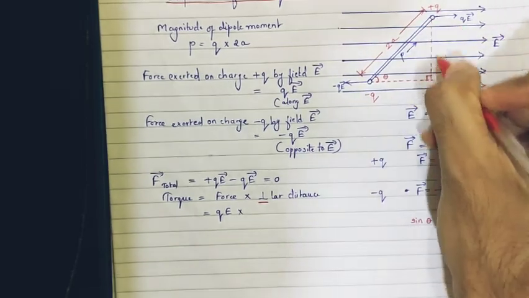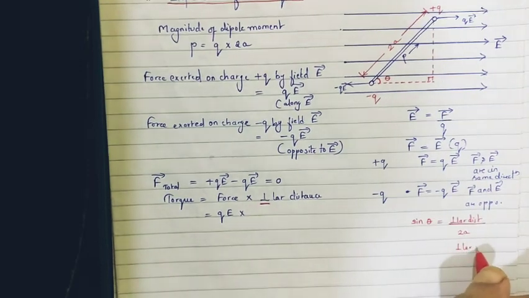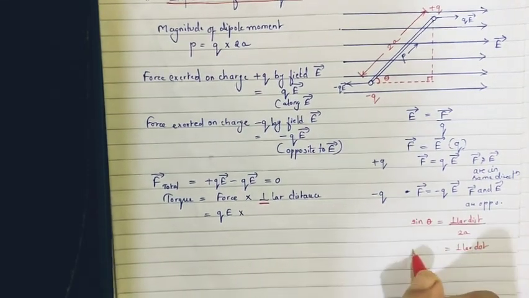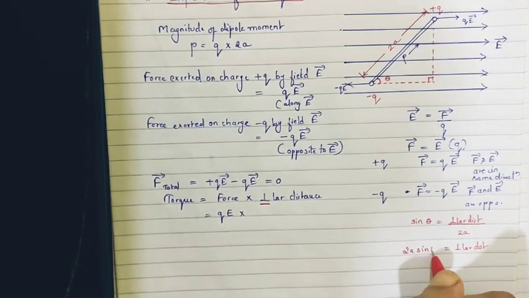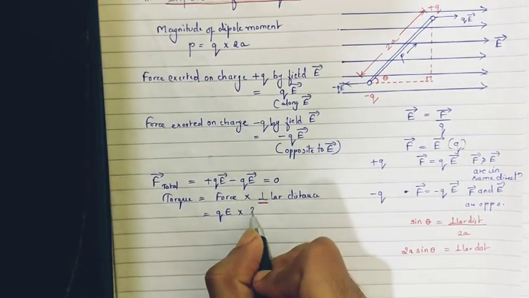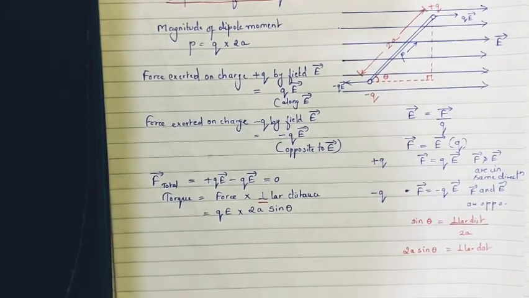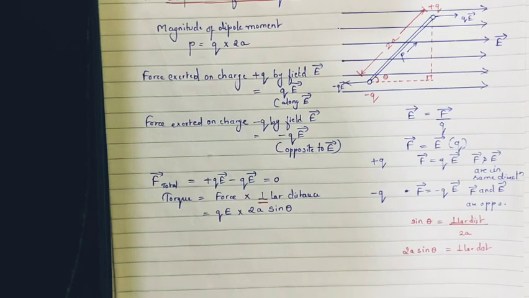Upon opposite side upon hypotenuse, that is 2a. So what is going to be my perpendicular distance from here? It's going to be 2a sine of theta, correct? Let's substitute over here. The perpendicular distance we found as 2a sine of theta, correct?